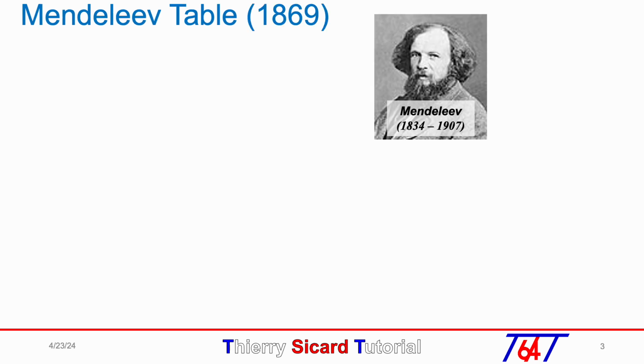Before speaking of the table, I would like to say a few words on Mendeleev. Dmitry Mendeleev was born in Siberia in 1834. He was the youngest of 17 children, but only 14 reached the age to be baptized. His mom always believed in him and pushed him to study. His father became blind and lost his job.